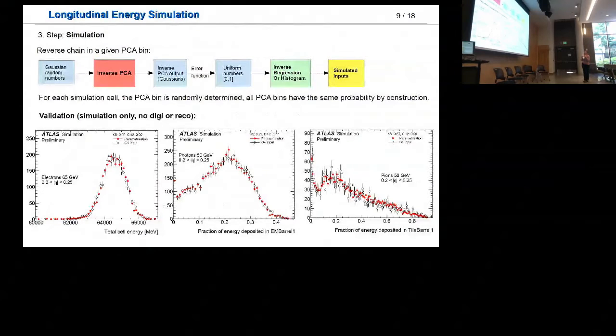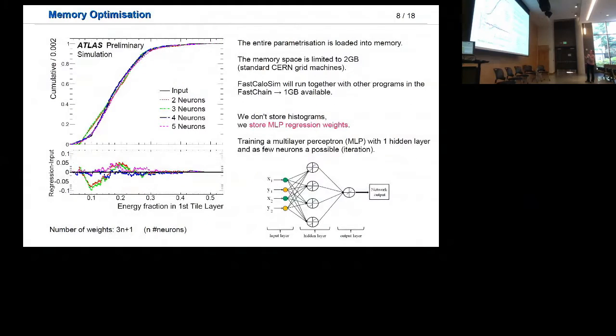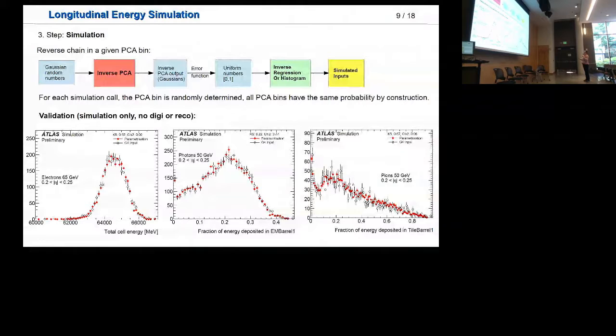And then in the simulation, we go back with the chain backwards. So we start with random Gaussian numbers, feed them to the inverse PCA, and then transform them into uniform numbers, and then find back the energy fraction corresponding to this input. These PCA bins are constructed in a way that they all have the same probability, so we can just determine them randomly.